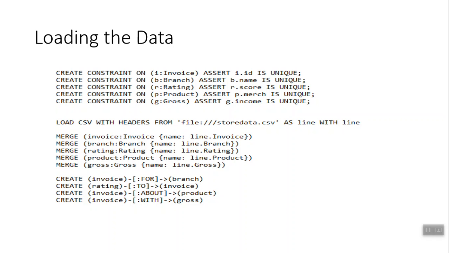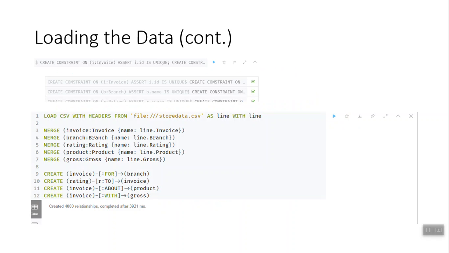Loading the data, these are the Cypher queries that I wrote or executed. First, I executed creating constraints on the various nodes, invoice, branch, rating, product, gross. And then I loaded the CSV file, and did my merging and created the relationships between the nodes. So this is a snapshot of Neo4j mimicking the previous slide.